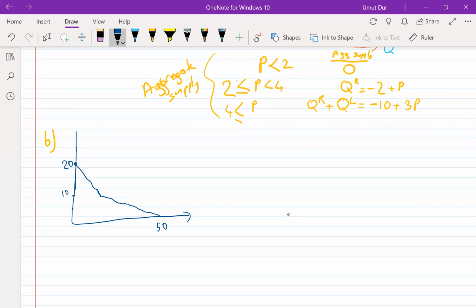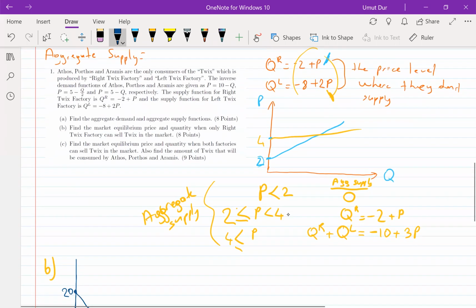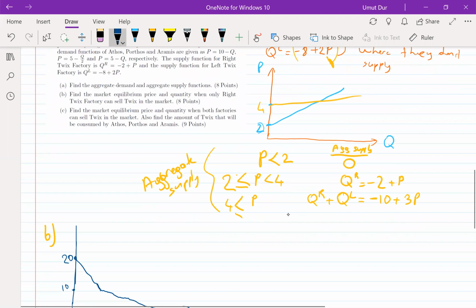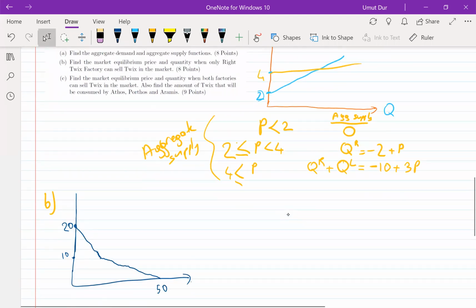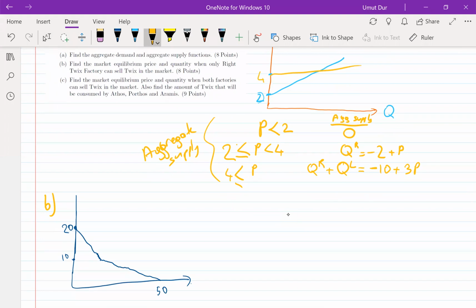Okay. And what is the right firm supply function? It is minus 2 plus p. So it is starting from 2 and it is an increasing function. Okay. Hocam kuantitenin 25 olması gerekmiyor mu? 25, doğru. Thanks a lot.